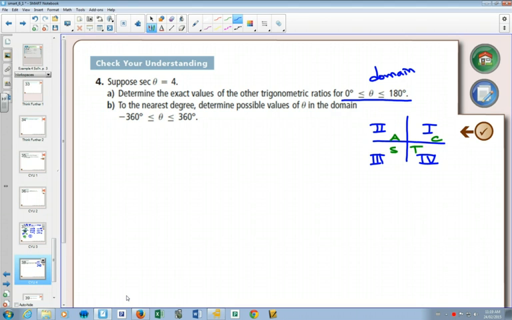Over time, what you're going to do the most is say, well, if secant is equal to 4, then cos is equal to 1 over 4 because they're reciprocals of each other. Sometimes you might change just the secant to 1 over cos. That would be fine as well. But then you'd have to multiply both sides by cos and divide both sides by 4, and you would get the same thing.